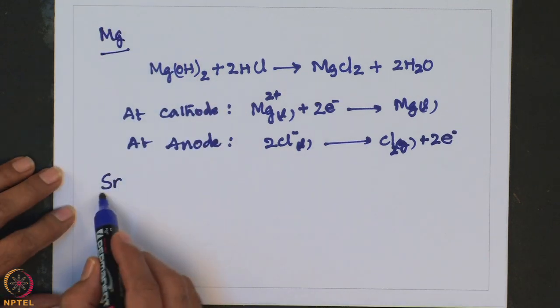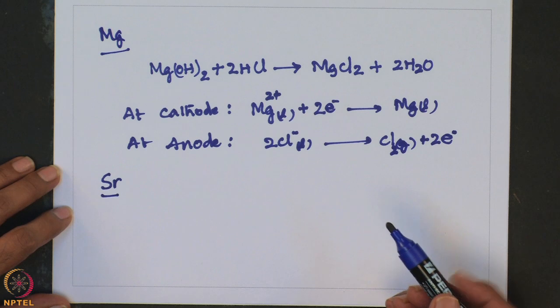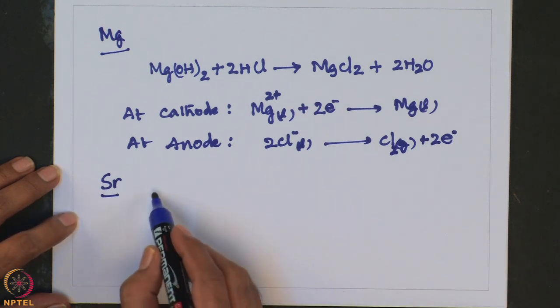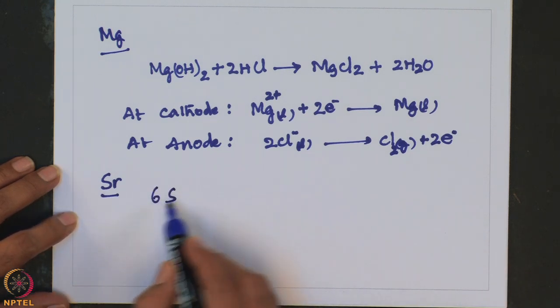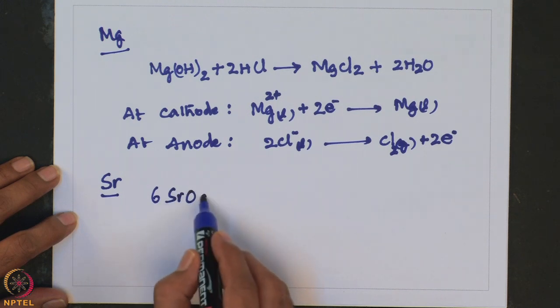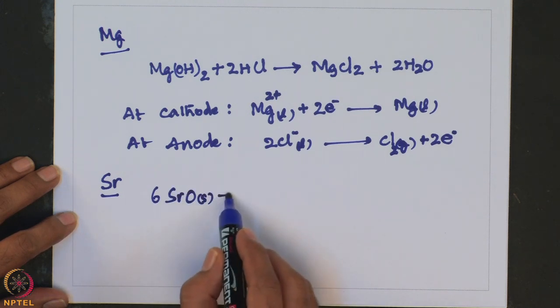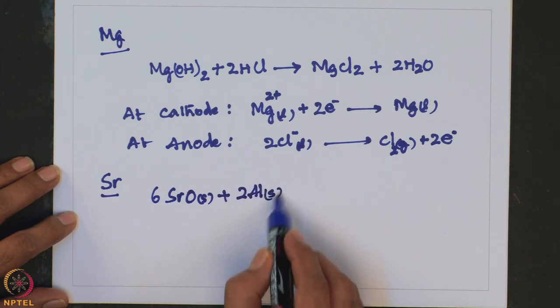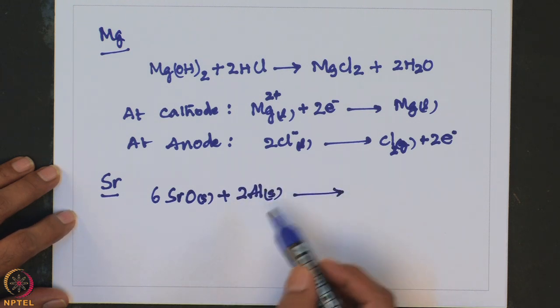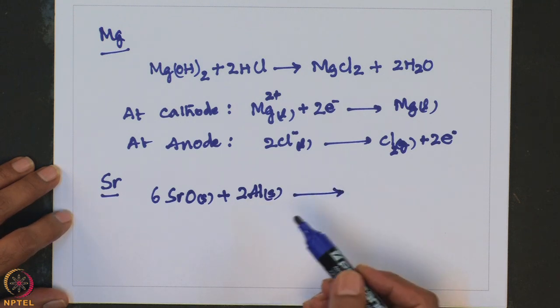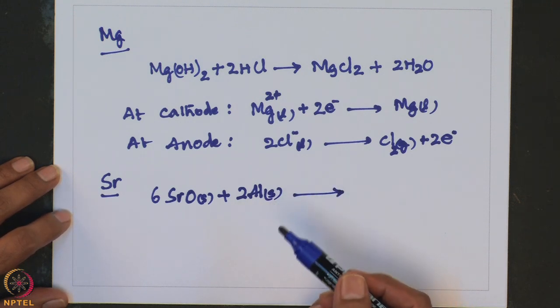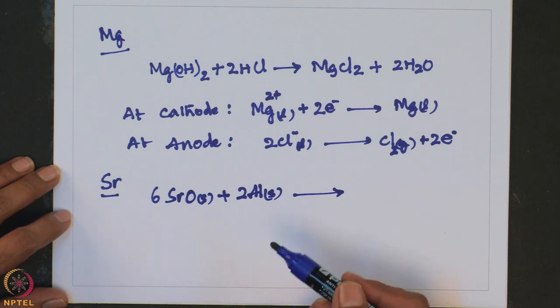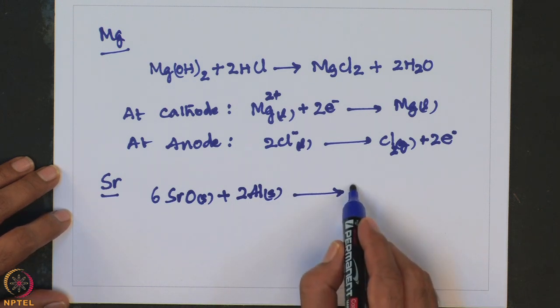The similar method applies in case of strontium and barium as well. In case you have the oxide, one can use aluminum. Of course, here the formation of aluminum oxide is highly exothermic, but first the reaction needs triggering.